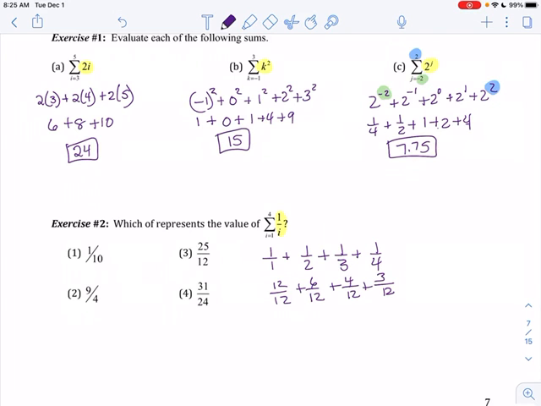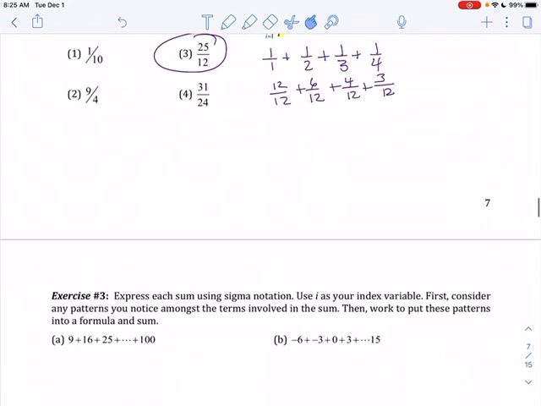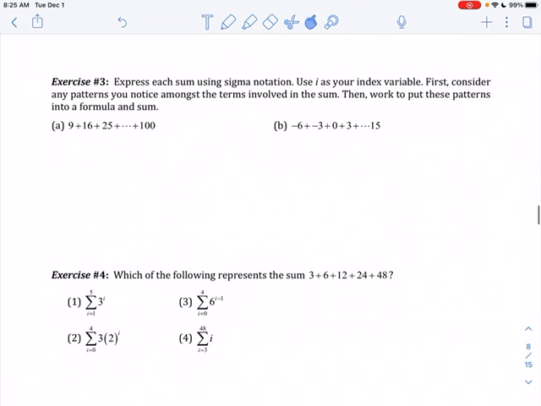So I have 12 over 12, 6 over 12, 4 over 12, and 3 over 12. And I add those all together, and I get 25 over 12. All right, flip over to the next page. We have a few more to try, just so we make sure we have the idea of this summation.